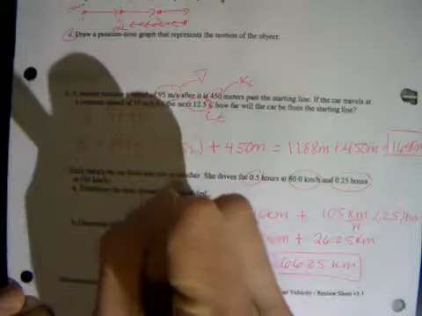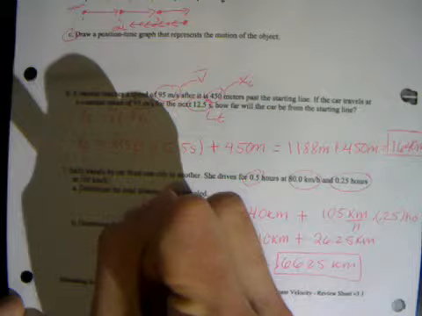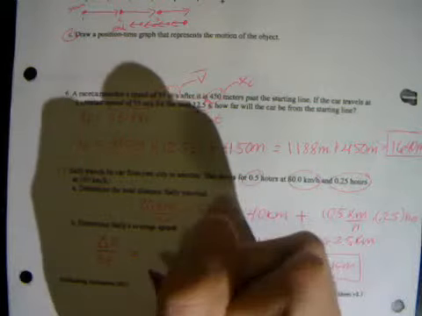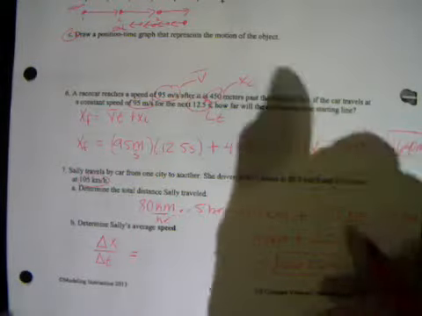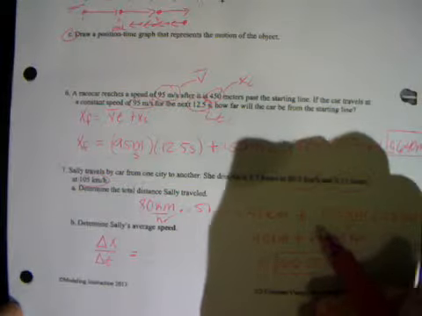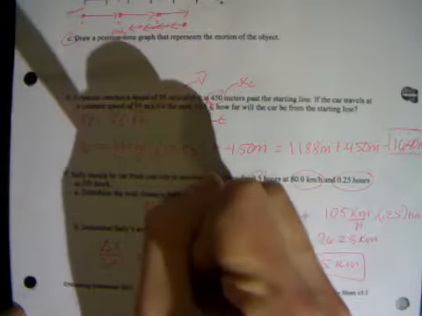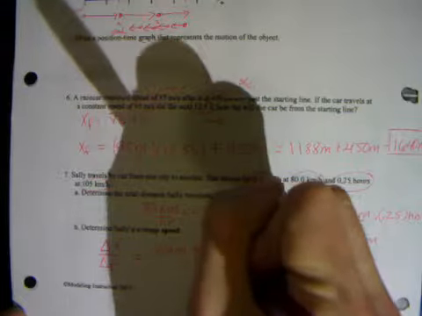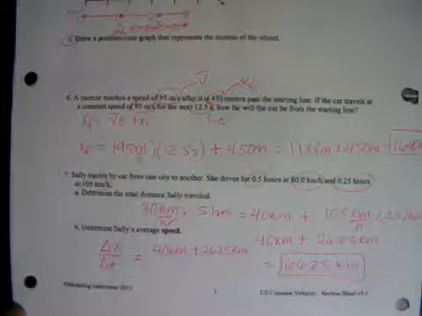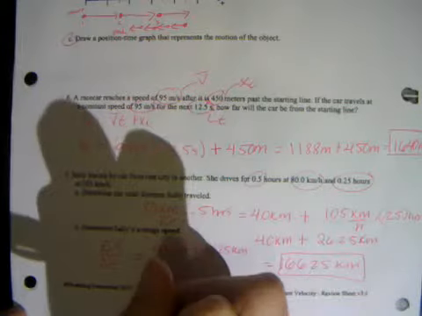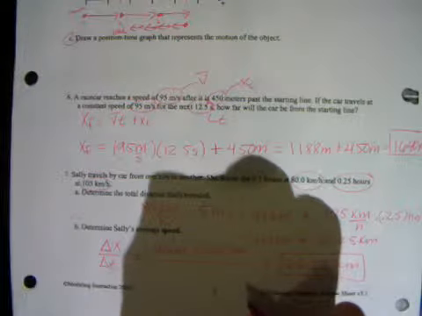So all we have to do is take our initial 80 kilometers per hour, which we said in point per values, that's just going to be 40 kilometers, plus our 26.25 kilometers over however long it took her total.